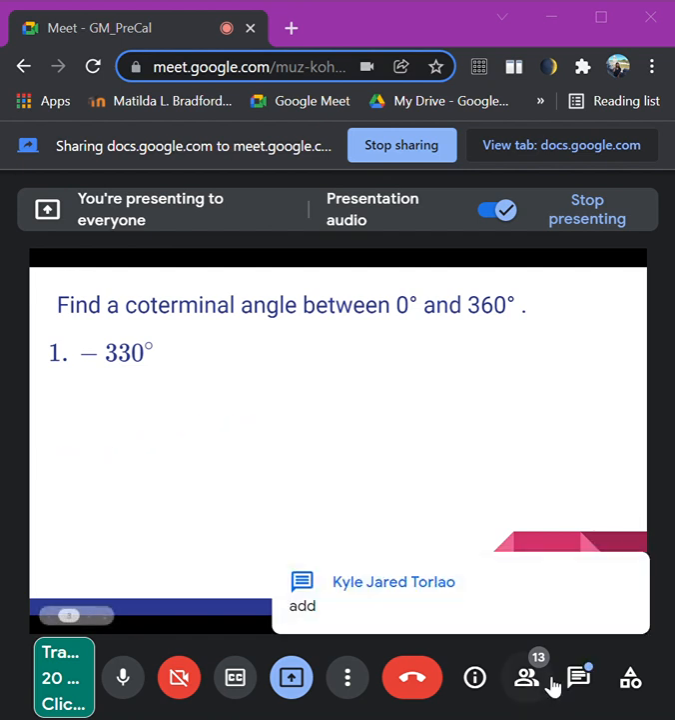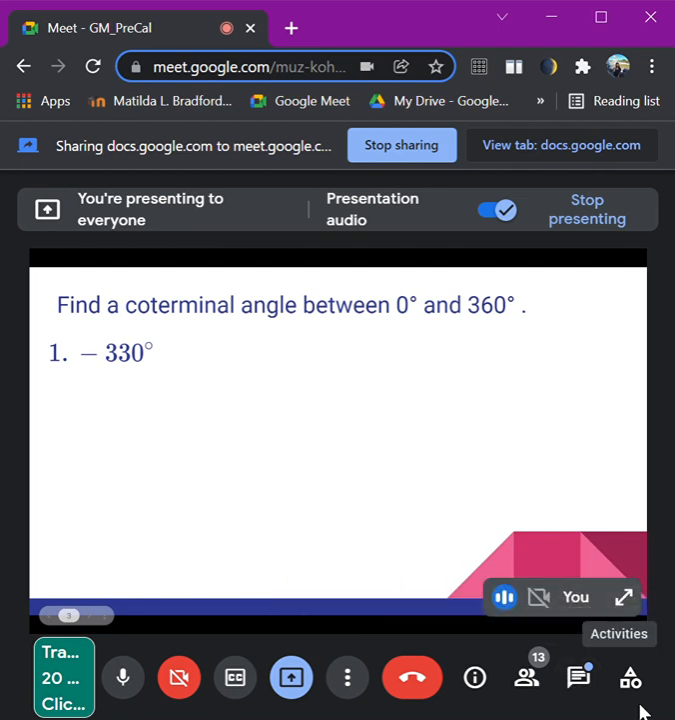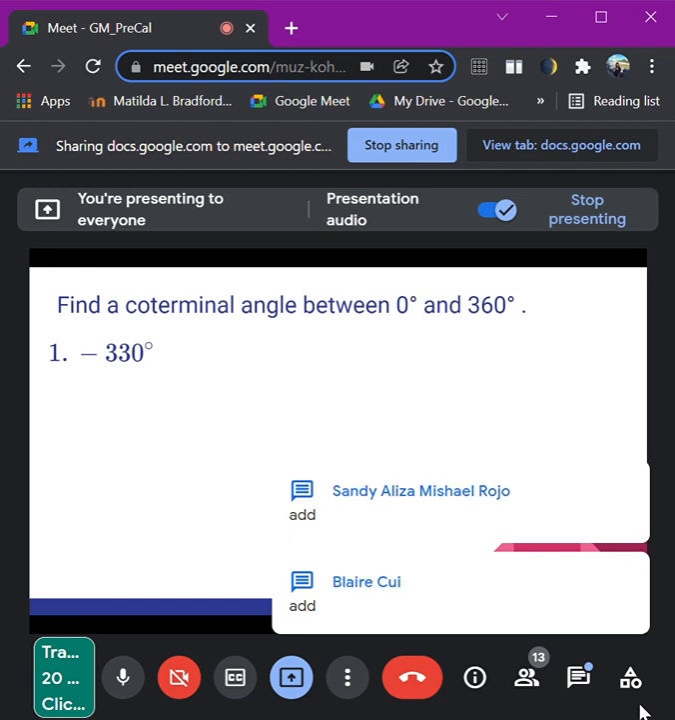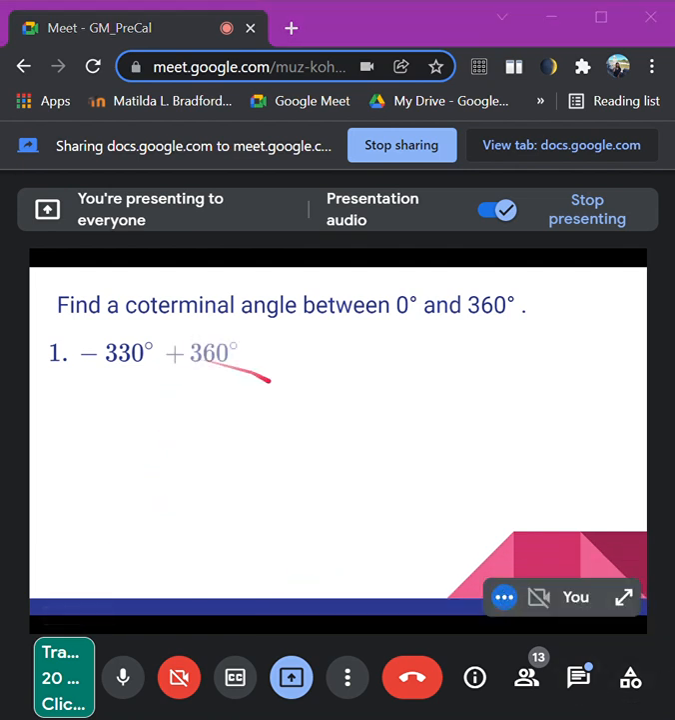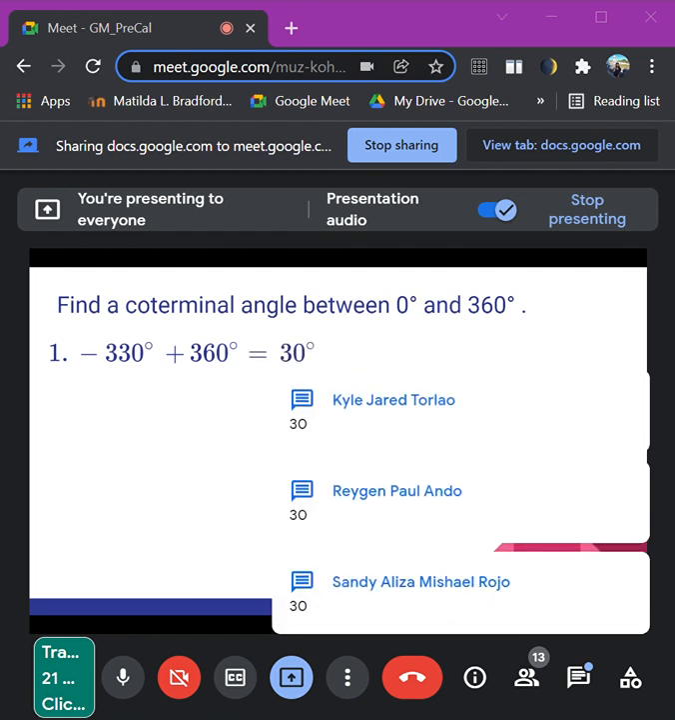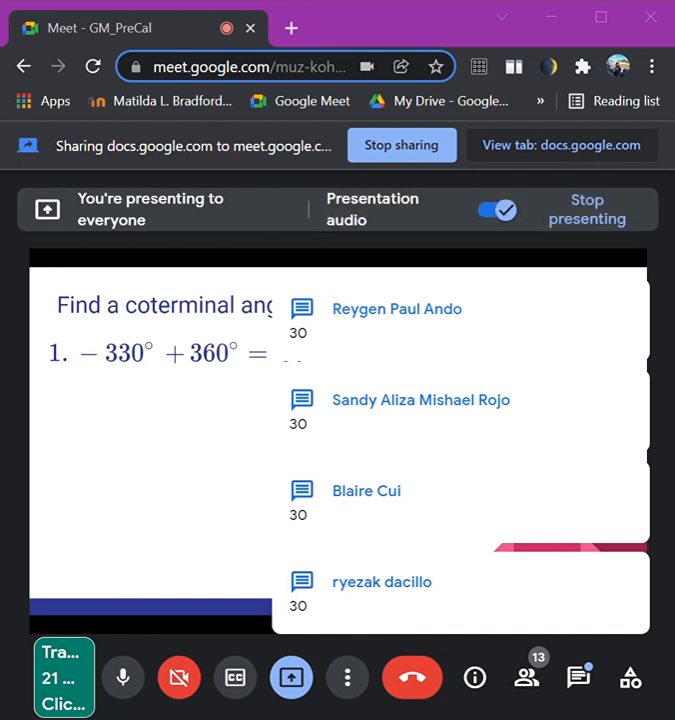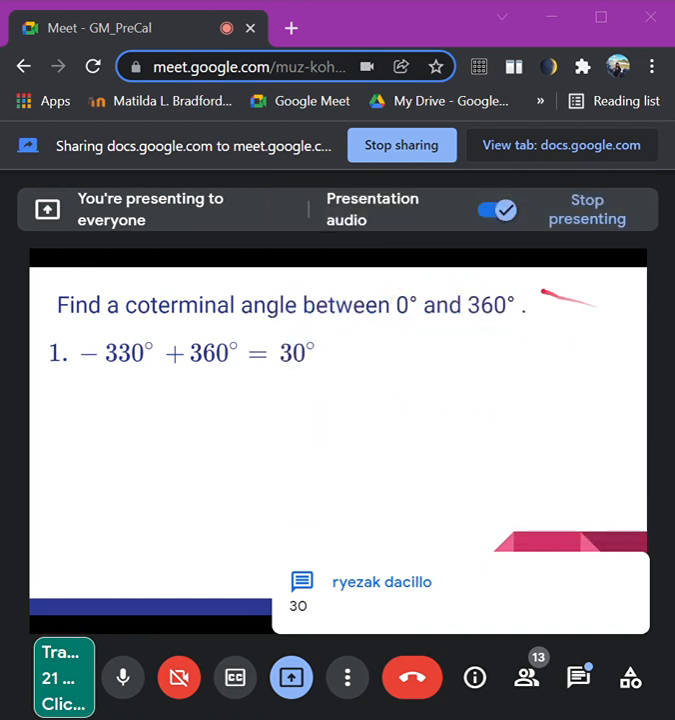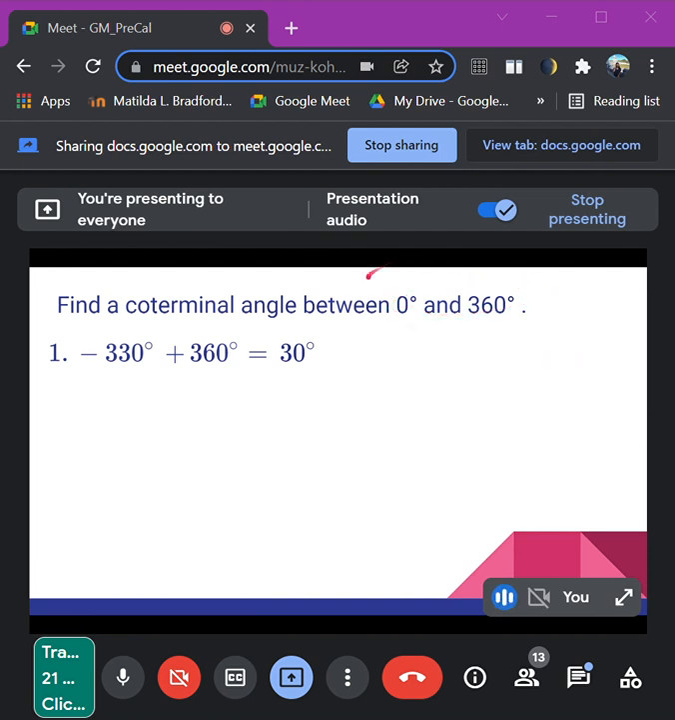Add or subtract? Okay, we are going to add. Because if we add 360 to negative 330, what is the answer, class? What would be the result? That is 30 degrees. And 30 degrees lies between 0 degrees and 360 degrees. So that is what we're going to do. Okay, any questions for example number 1?